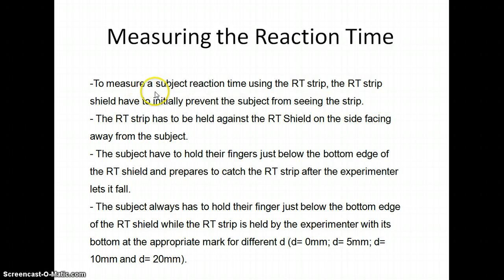To measure a subject's reaction time using the artist strip, we initially have to prevent the subject from seeing the strip. The artist strip has to be held against the artist shield on the side facing away from the subject. The subject has to hold their finger just below the bottom edge of the artist shield and prepare to catch the artist strip after the experimenter lets it fall. The subject always has to hold their finger just below the bottom edge of the artist shield, while the artist strip is held by the experimenter with its bottom at the appropriate mark for the different D.